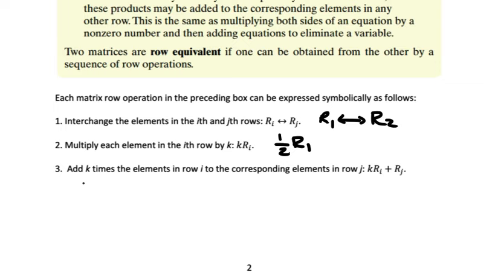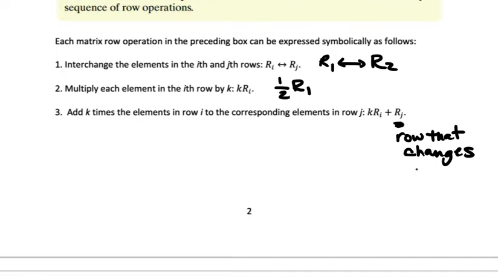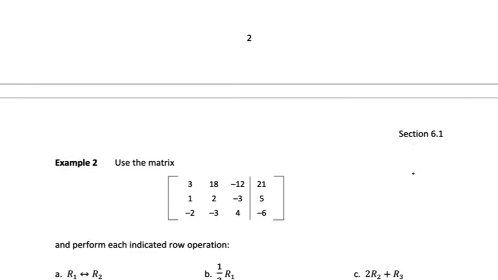And if I want to multiply a row by a number and then add that to another row, then that looks like this. So the second row listed after the addition sign, this is the row that changes. So I'm going to multiply a different row by a number and add that to the row that I want to change. And we'll see some examples here that'll make a little bit more sense.